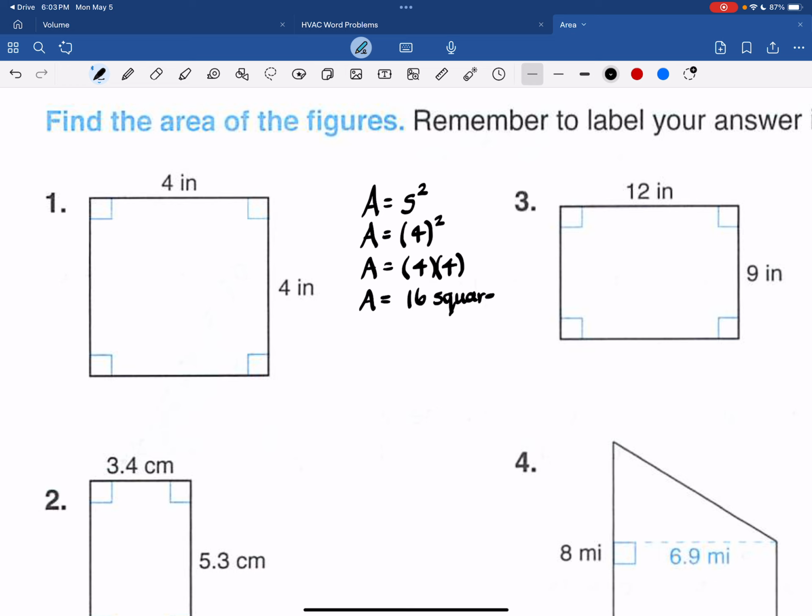And I'll write it out this time, and I'll show you the abbreviation that I usually use. You can also write it as 16 inches square. So the answer to this question is 16 square inches.